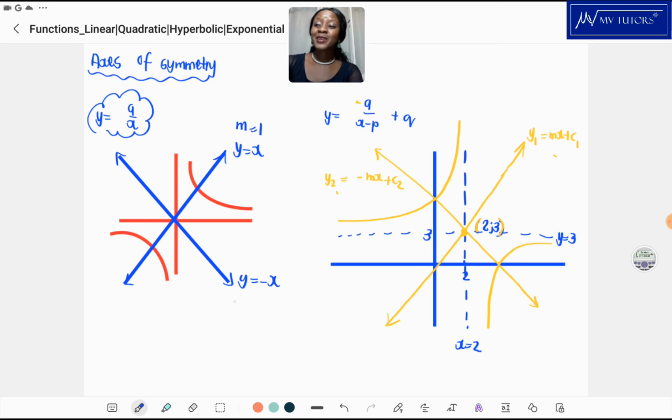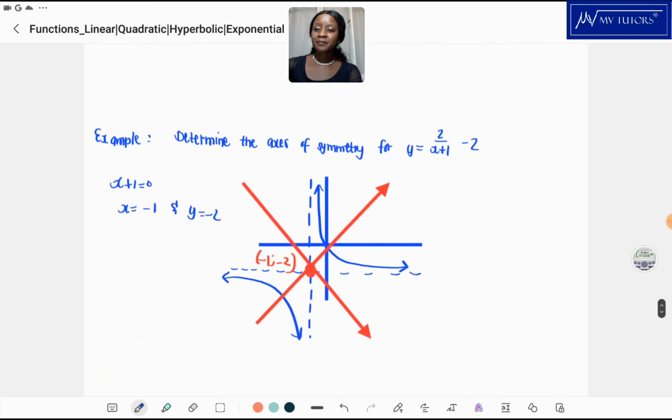And for your negative gradient, that's basically going to be negative 1. So we don't put the 1 in front of x. It's just assumed that you know that it is 1. So with the axis of symmetry, the nice thing is you know the gradient. It can only be 1 or negative 1, depending on whether you have a decreasing or increasing function.